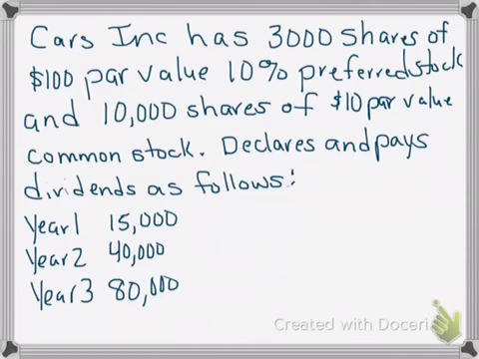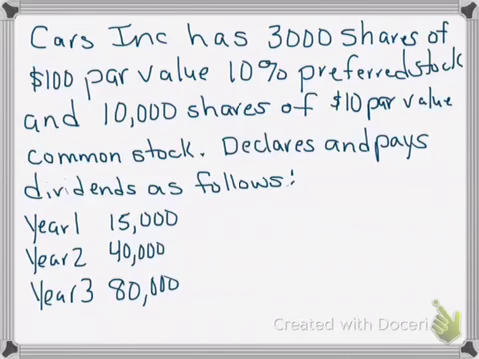The last one that I'm going to look at as far as the worksheet goes is dividing our dividends that have been declared between what we owe to our preferred stockholders and what we owe to our common stockholders. So here we have Cars Inc. Has 3,000 shares of $100 par value 10% preferred stock and 10,000 shares of $10 par value common stock outstanding. It has declared and paid cash dividends each year as shown below, which is year 1 is 15,000, year 2 is 40,000, year 3 is 80,000.